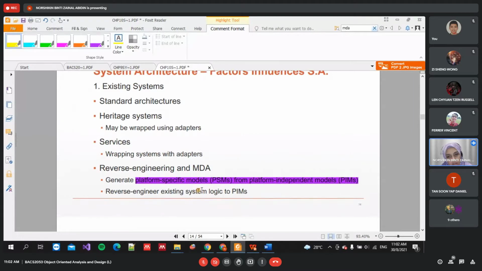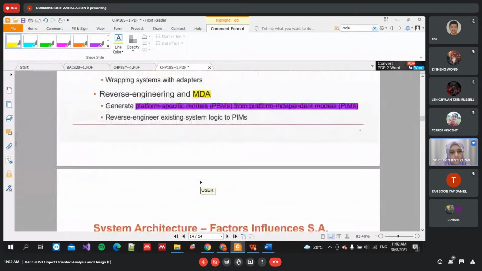Okay, so they have their own specific function, but I think it is not something complicated. If you go on Google, there's not much information about this because it's only a concept under MDA, model driven architecture. And then reverse engineering existing system logic using PIMs. So we have reverse engineering here using MDA, which is an approach in our system development.